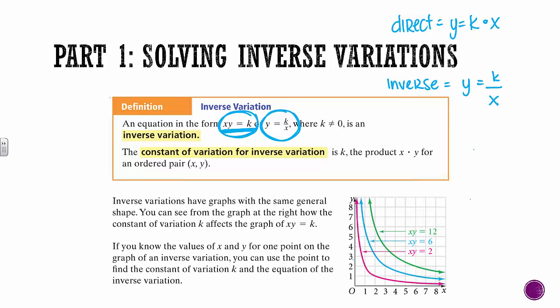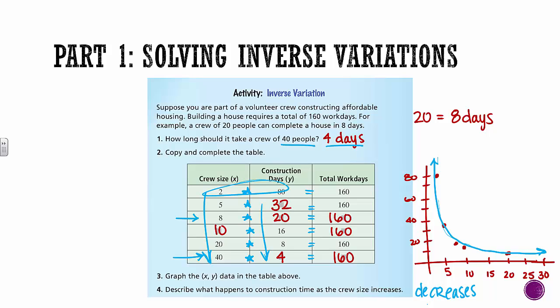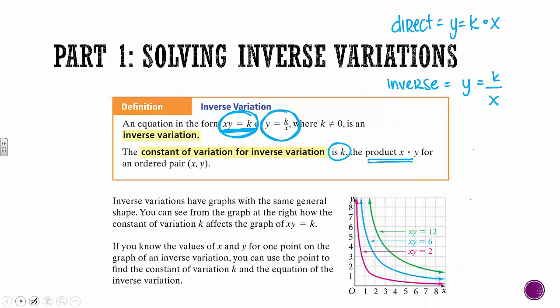So the constant of variation is still this k that we talked about, but now it's the product of x times y for each of them. If you go back here, when we multiplied each of these together, we got the same thing every time. But remember, with direct variation, it was the quotient, or the division. Inverse variations have graphs with the same general shape. They're all going to look like that curvy thing that we drew. You can see from the graph on the right how the constant of variation affects each graph. The smaller the constant of variation, this one's only 2, the closer it is to 0. And the bigger this gets, the more flattened out it gets.